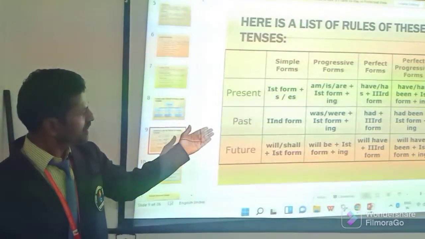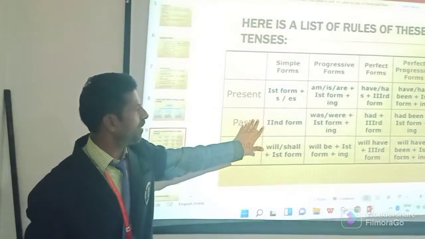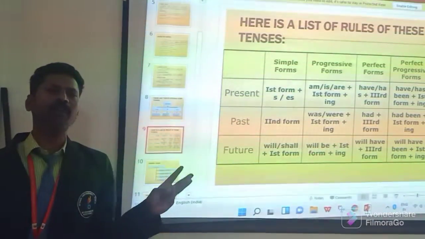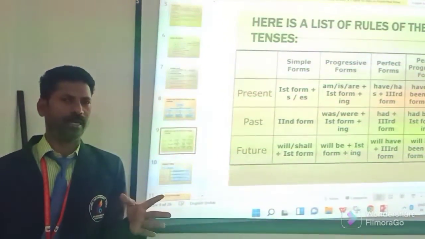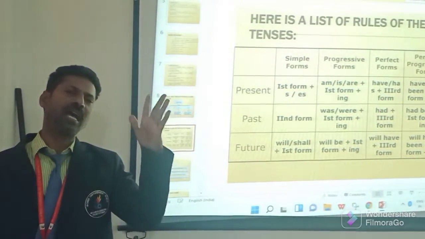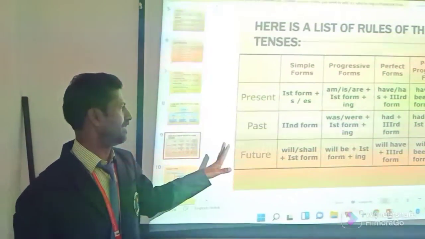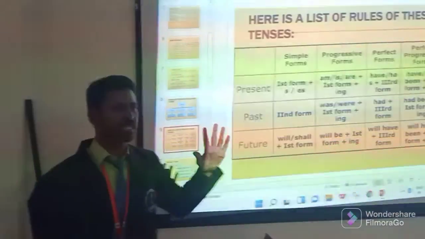Now coming to the simple past, same as the present. Here the second form, for example, give, gave, given, giving. Which one comes here? Subject plus V2 plus object. For example, simply, the past form of the verb comes here. The second form is the past form.